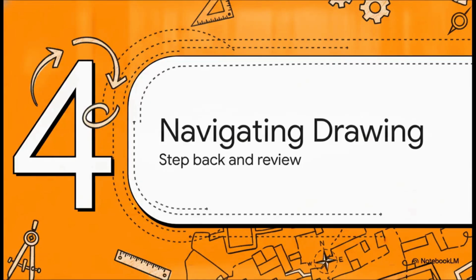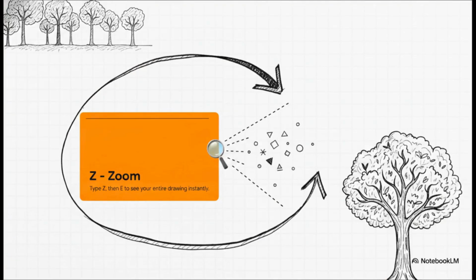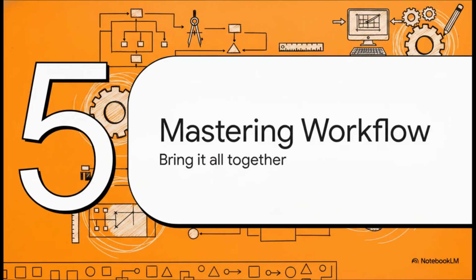Let's jump to step 4, navigating your entire drawing. So the Z shortcut for zoom is incredibly versatile on its own, but there is one highly specific combination you absolutely need to know. If you type Z and then immediately type E, you trigger what's called zoom extents. What this does is it instantly pulls your camera way back to frame every single piece of geometry in your entire file. It lets you see your whole drawing instantly, perfectly centered right on your screen. If you ever get lost in the weeds of a massive file, this is hands down the best way to quickly reorient yourself.